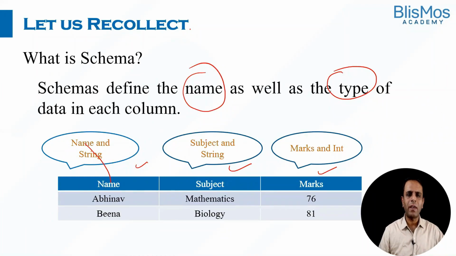Then we do have a second column which is subject, and the type of the data it is holding is string. In a similar manner, we have a third column which is marks, and the type of the data it is holding is int. This is what schema is. Now that we just revised a couple of important aspects, what is data frame, what is schema, let us move on and understand columns in a bit more detail.